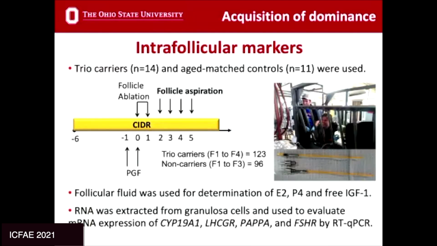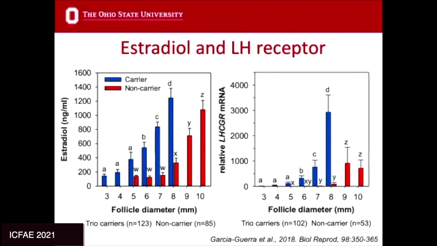So then we went on to look at the intrafollicular markers. Very similar approach: we synchronize the emergence of a follicular wave, and then we come in and aspirate each individual follicle. So each animal had 3 to 4 follicles, depending on whether they were single ovulating or multiple ovulating animals. And we collect each follicle individually, both follicular fluid and the granulosa cells, by transvaginal ultrasound-guided aspiration. We ran a series of hormones, and I'm not going to show you everything that we've done, but also the mRNA expression of some of the most common markers of dominance in the granulosa cells by qRT-PCR. So here's some of the data.